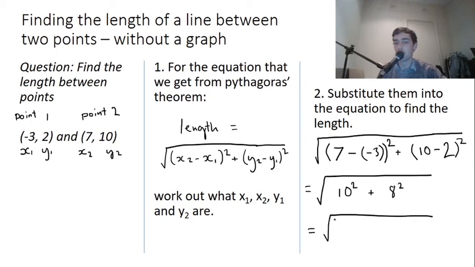And then we just have to write 100, plus 64. Whoop, what am I doing? Sorry. 10 squared is 100, so I don't know why I wrote the squared again. 100 plus 64, so obviously that's 164, square root of 164.